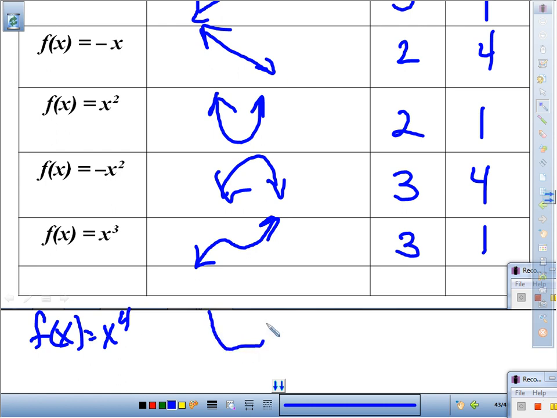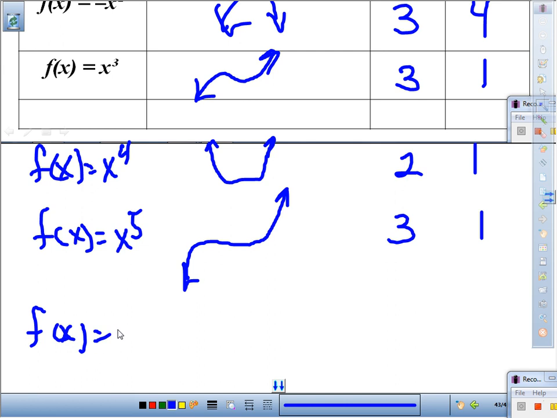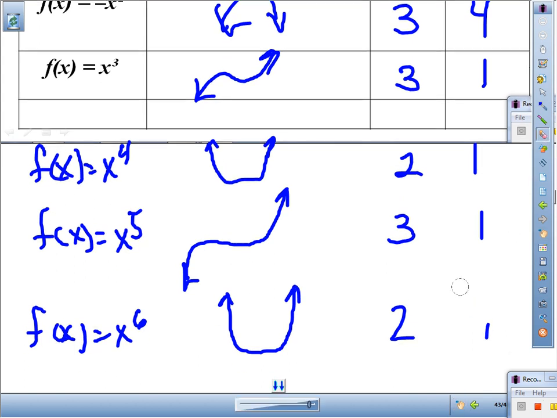Let me go to f of x equals x to the fourth. Who did something like this? But they extended the little part right here. Yes? Quadrant 2, quadrant 1. f of x equals x to the fifth. They did something like that, but very extended here in between. Quadrant what? 3, quadrant 1. How about f of x equals x to the sixth? Yes. Something like that, extended here. Quadrant 2, quadrant 1, sorry. Well, right now, let's stick with the positives.